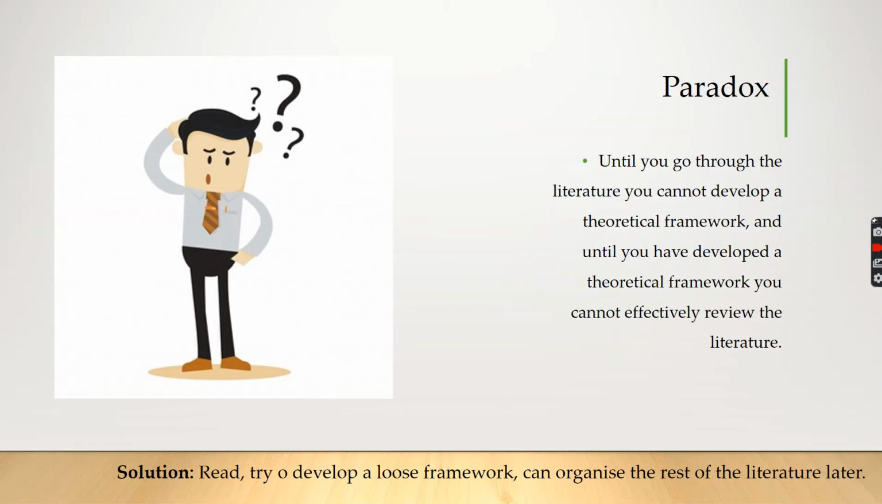So the solution is to try to develop a loose framework and organize the rest of the literature you read. You have various literatures. From there you develop a framework first, and then you go back to your literature and see where it fits, from which literature you can extract the important points to substantiate and add value to your research.